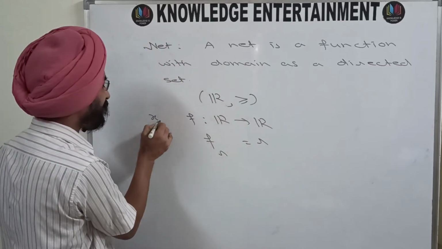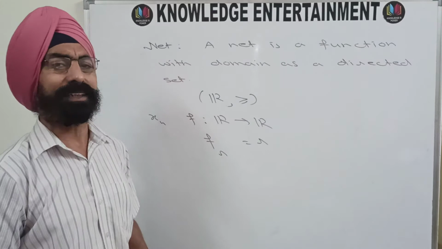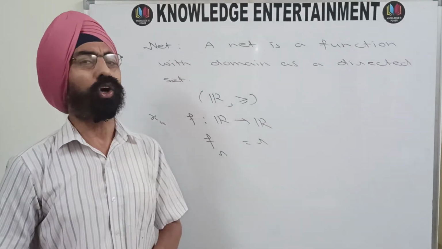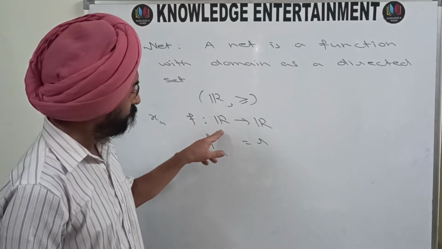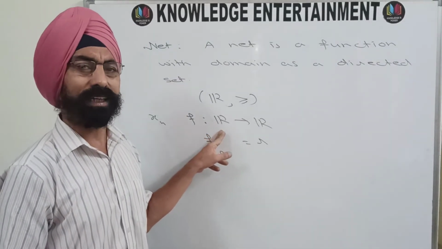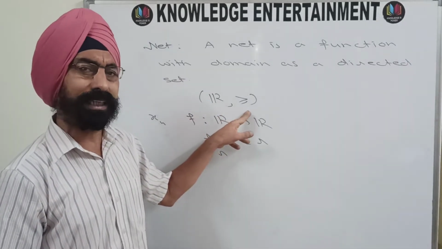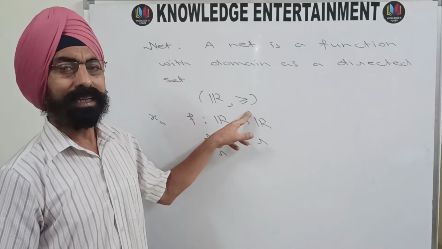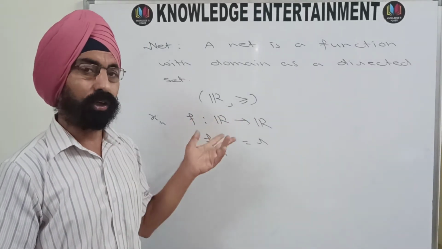Like x_n, you write f_r. So this f_r is equal to R. This is a net, but this is not a sequence, because the domain is not the set of natural numbers. It is the set of real numbers, and the set of real numbers with greater than or equal to in its usual sense is also a directed set. So this will be a net. This is not a sequence.